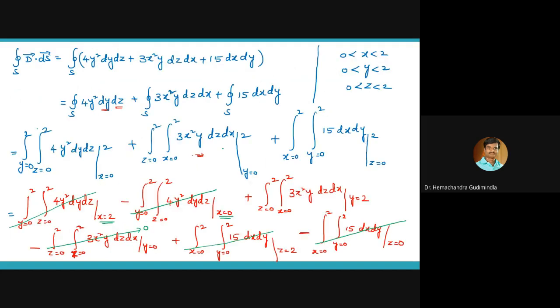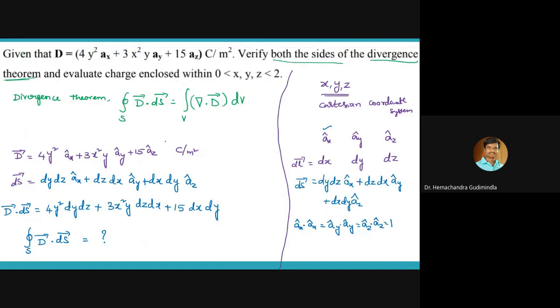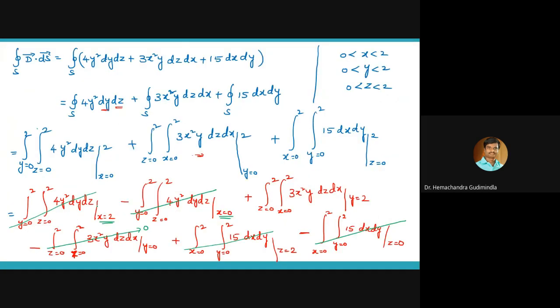So for this, what steps did we do? D bar calculated, ds bar written, and D bar dot ds bar evaluated. And here we need to be very careful. There is no x term inside the equation, so you just cancel these two. For example, if y is varying from 0 to 2, then I write y equal to 2 upper limit minus lower limit. Each one I write two times: upper limit minus lower limit, upper limit minus lower limit, upper limit minus lower limit.